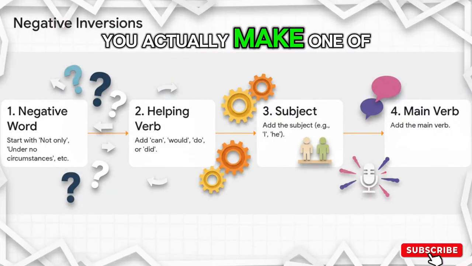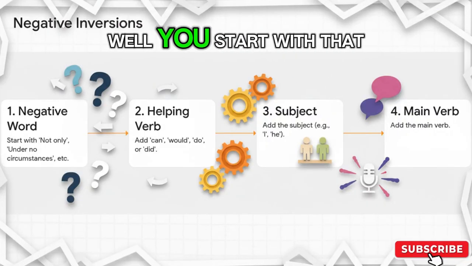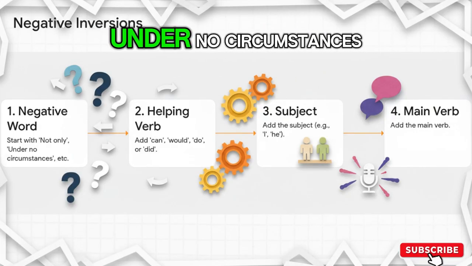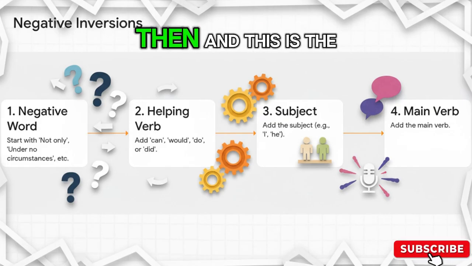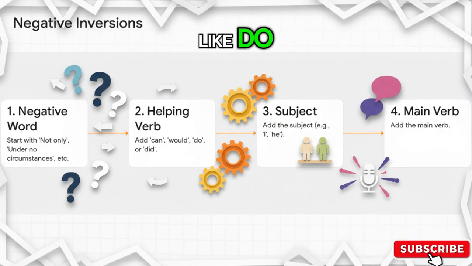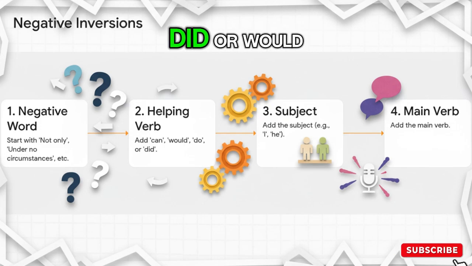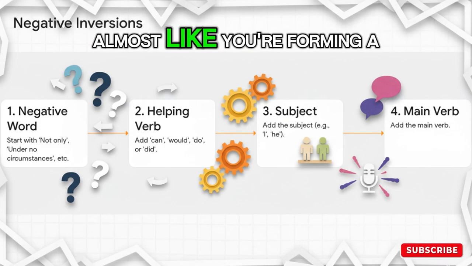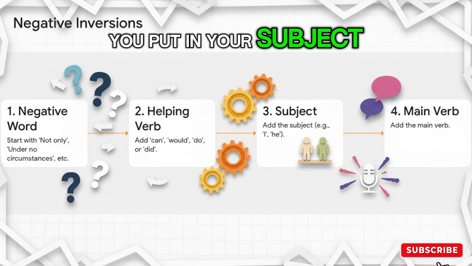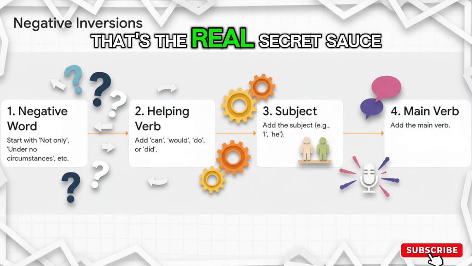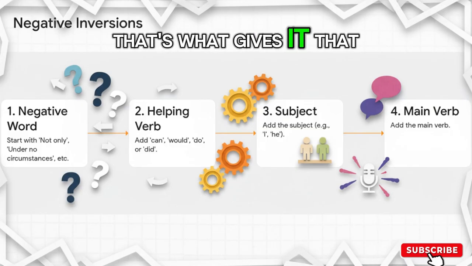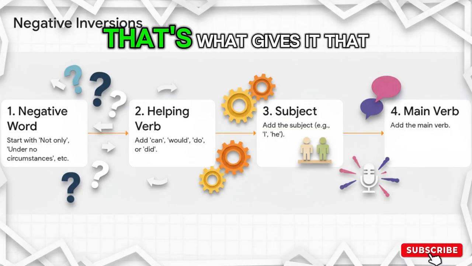So, how do you actually make one of these? Well, you start with that negative phrase, something like, not only, or under no circumstances. Then, and this is the key part, you add a helping verb, like do, did, or would, almost like you're forming a question. After that, you put in your subject and then the main verb. It's that question-like structure that's the real secret sauce here. That's what gives it that strong, formal punch.